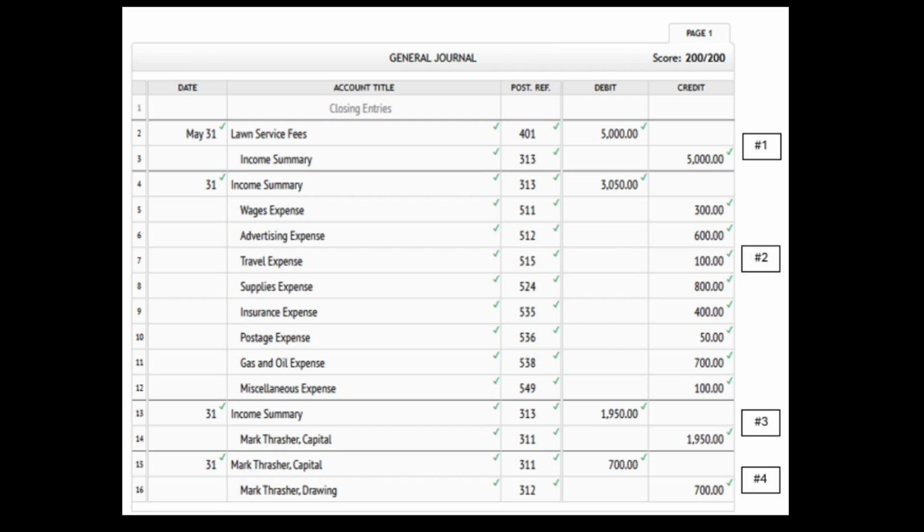I'll list the debit first, the credit second. In the last section, number 4, we closed drawing to owner's capital. You can see it was $700 that they had pulled out of the account. So we debited the capital account first to decrease it, and then we put the $700 to close out the $700 drawing account. So capital as a debit for 700, drawing as a credit for 700. I hope that seeing it broken down like this and hearing it explained will help you get through your assignment a little bit easier.